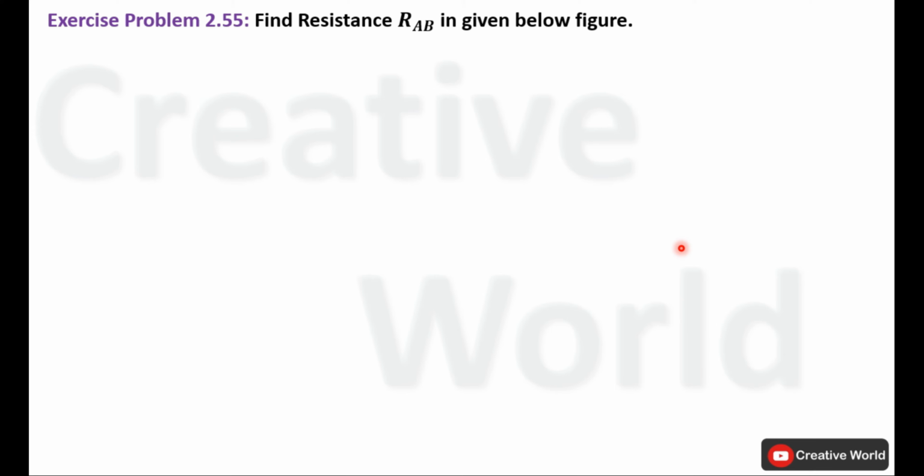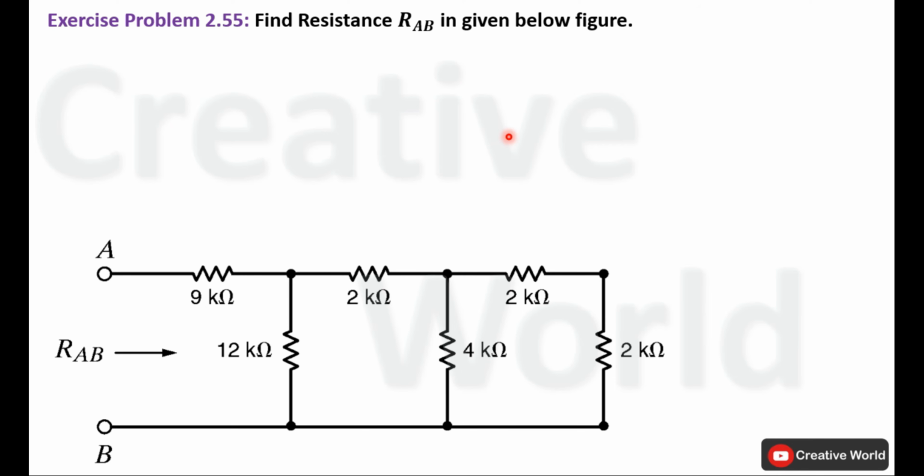Exercise problem number 2.55. Find resistance RAB in the figure given below. This is the circuit diagram of the given problem. We have to find the resistance between these 2 points labeled as RAB. We will start solving this problem from the right side and will simplify the circuit from right to left.